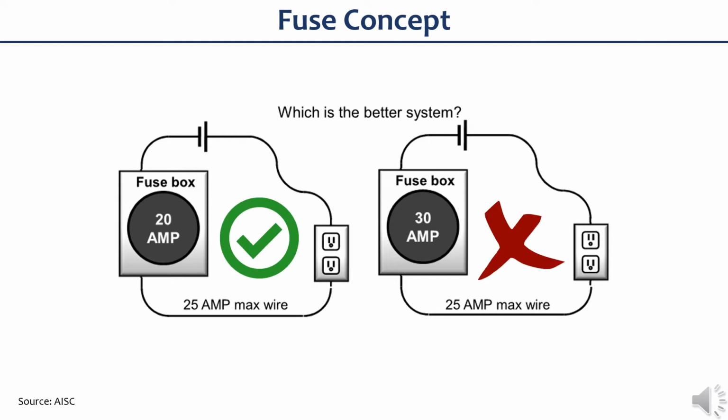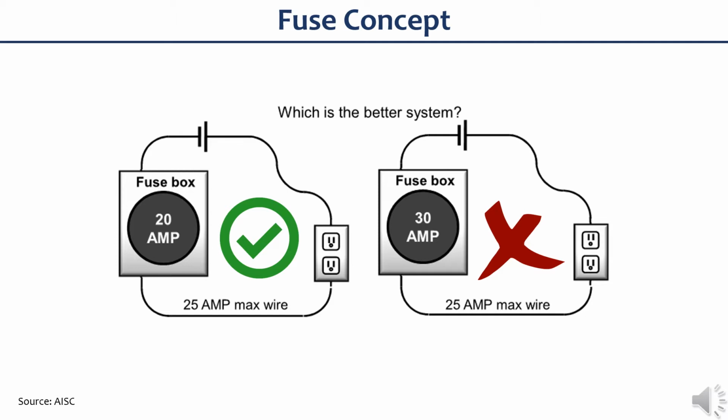Another important concept is what we call the fuse concept. System quality is not only due to strength, but proportioning is the very key to a good behavior. In this picture, which circuit do you think is better? The 20 amp fuse with 25 amp max wire? Or is it the 30 amp fuse with 25 amp max wire?